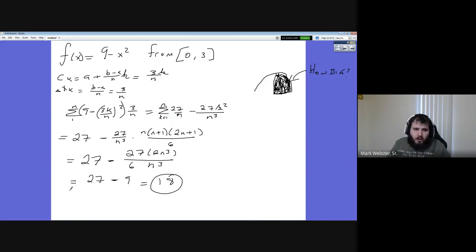So the hard part of this is remembering how to work with the summations. If you can do this part right here, and you can do this part right here, if you can get to here, everything else is very simple because we're just taking the limit, right?